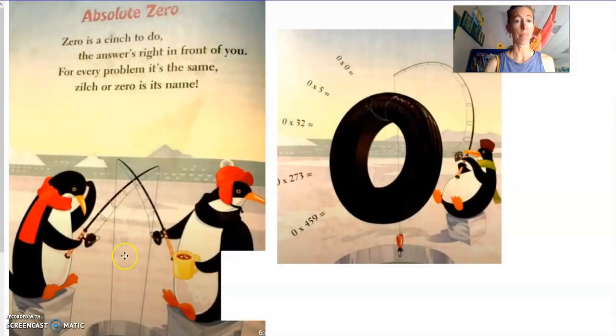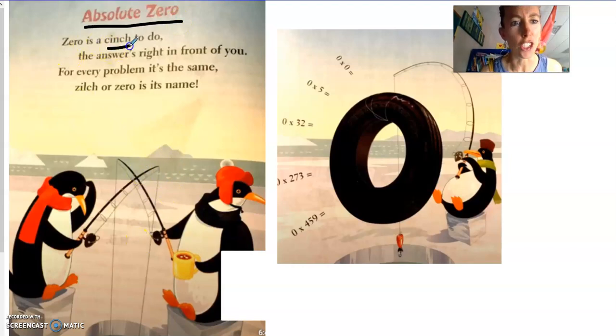Everybody! It is time to multiply by the most fun factors there are. And the first one starts with 0, so let's check it out. Absolute 0. Right here. Absolute 0. It's like 0 degrees with these penguins.